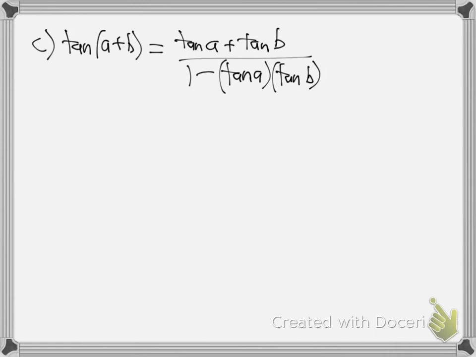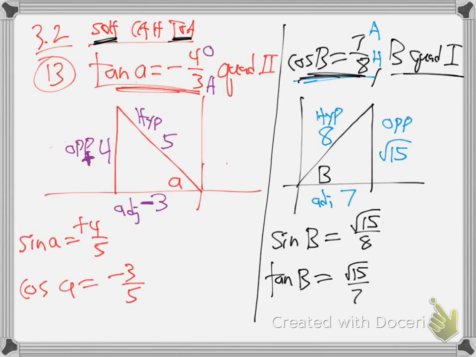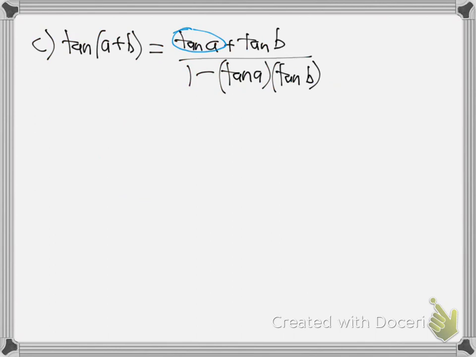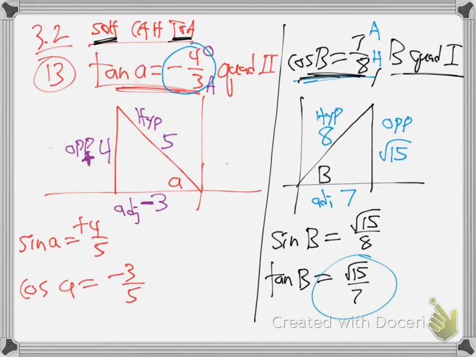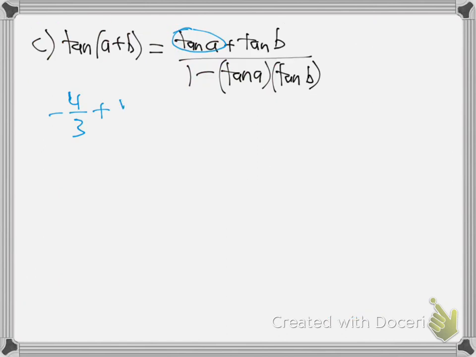All right, so now let's work that out. We can get each of those little pieces, but there's going to be some messy algebra at the end, like y'all are saying. So tangent A, what's that? Tangent of A is minus 4/3. So I'm going to grab the pieces I need. This part will be minus 4/3 plus tangent B. Tangent B is square root of 15 over 7, over 1 minus tangent A.